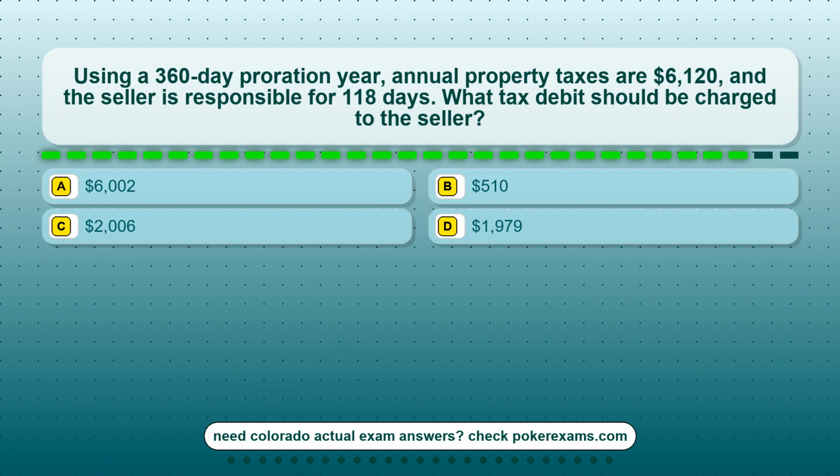Question 24. Using a 360-day proration year, annual property taxes are $6,120, and the seller is responsible for 118 days. What tax debit should be charged to the seller? Option A, $6,002. Option B, $510. Option C, $2,006. Option D, $1,979.